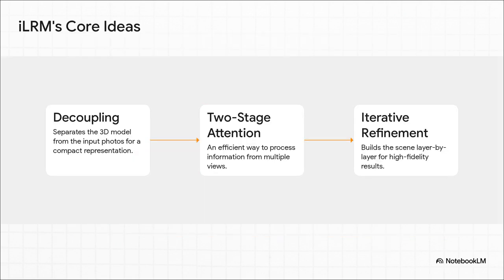iLRM's magic really comes down to three brilliant ideas. This is its secret sauce. First, it separates the 3D model from the input photos. Second, it uses a super clever two-stage attention system. And third, like we just said, is that iterative refinement. All right, let's break these down.